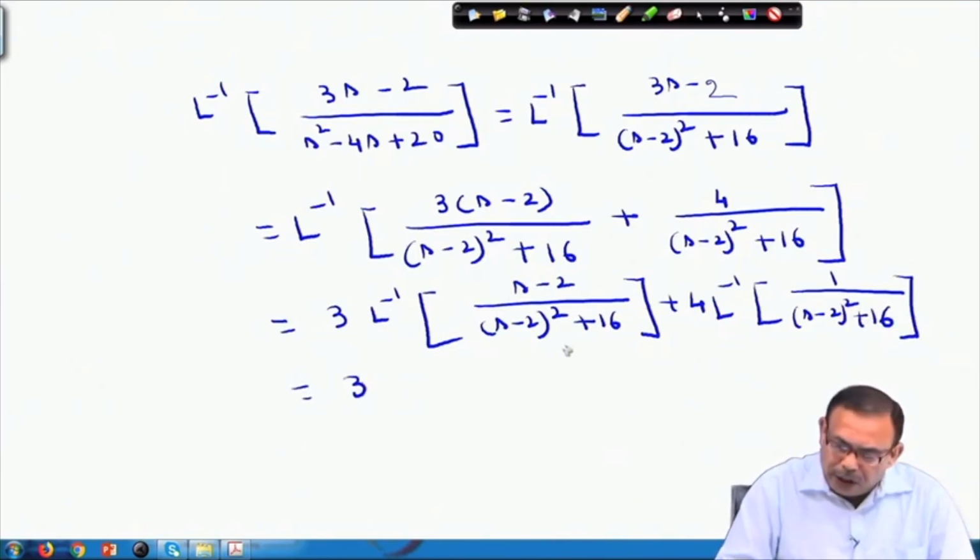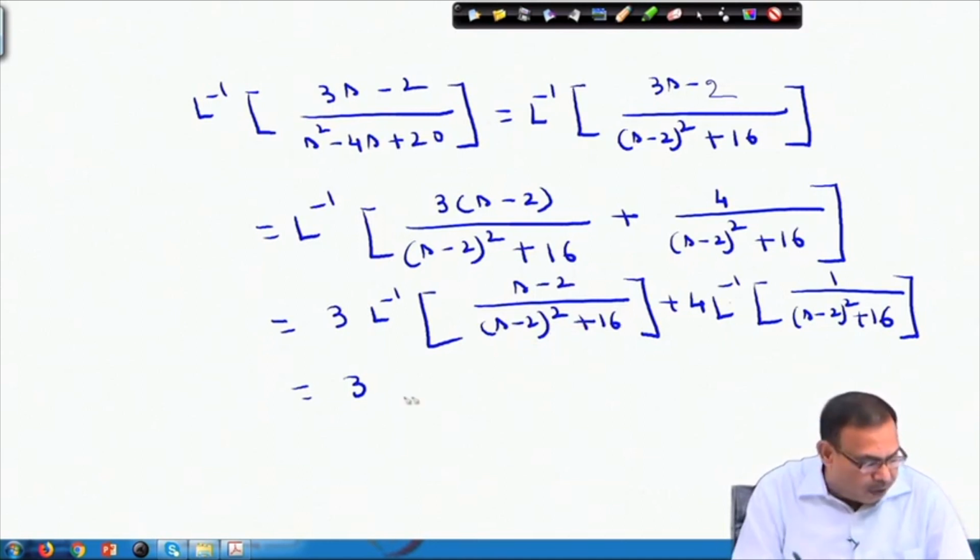And this is nothing but 3 into L inverse of s minus 2 by s minus 2 whole square plus 16, plus 4 into the other term. L inverse of this I cannot directly bring into the form, because here you have s minus 2 on both sides, therefore e power will come. So, this is actually 3 e power 2t into s by this form, so it will be cos 4t.